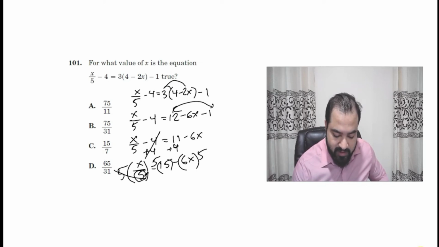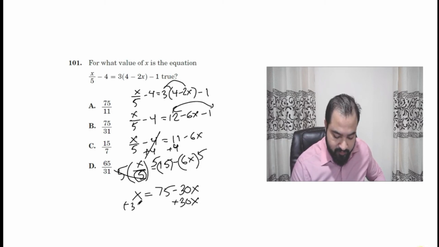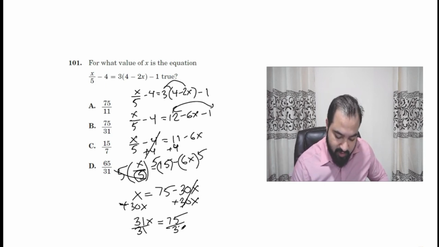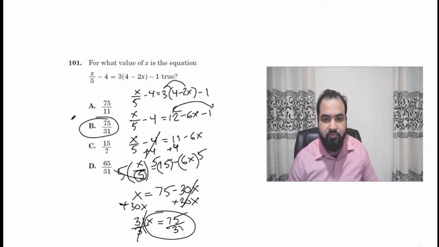So here they cancel out. When you do the inverse, we have just x here, and 5 times 15 is 75, and then negative 30x, 5 times 6x. Now we can just do plus 30x on both sides. So this cancels out, and we have 31x equal to 75. The final step is dividing both sides by 31. So x is equal to 75 over 31. That's our answer.